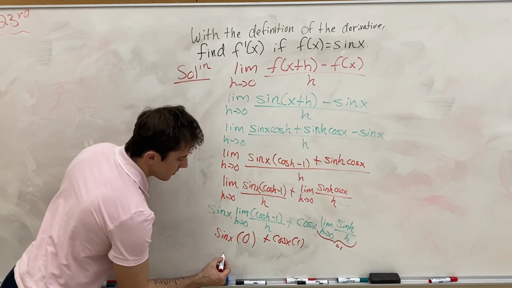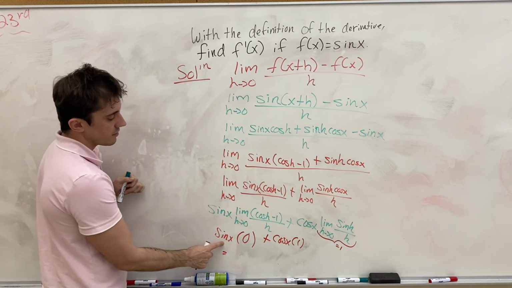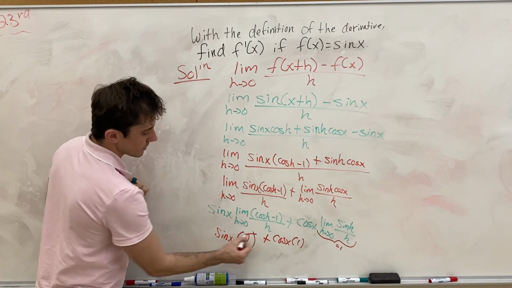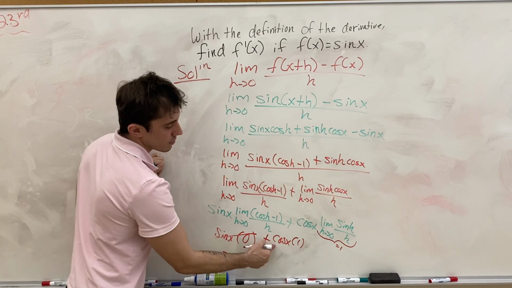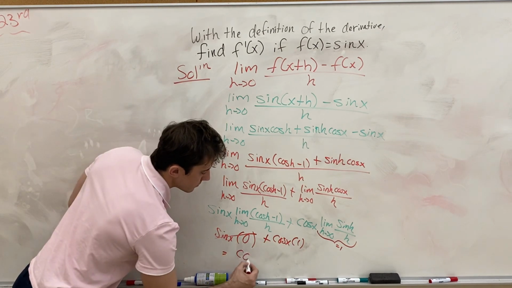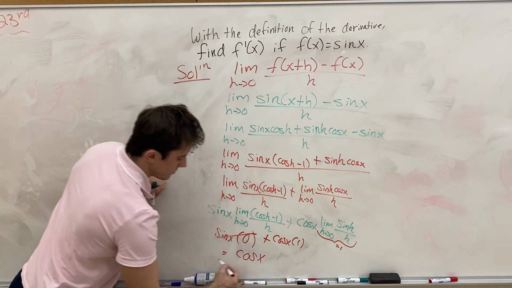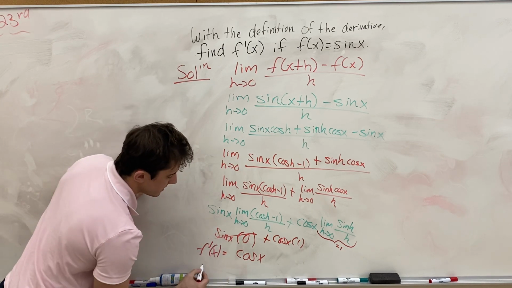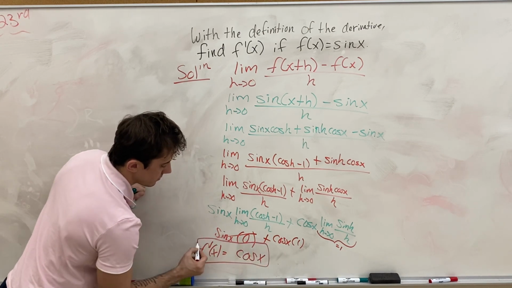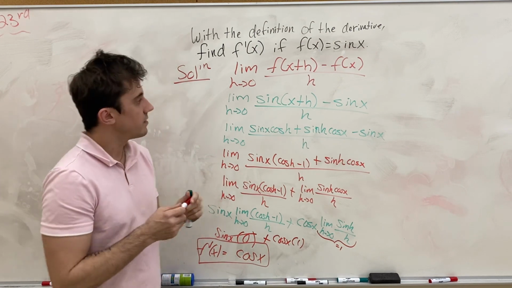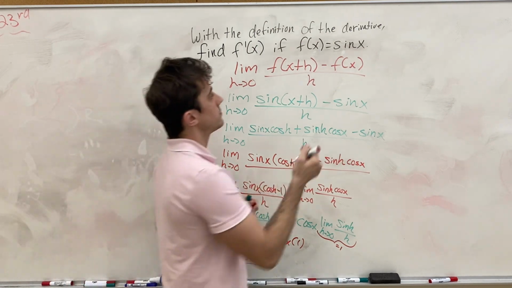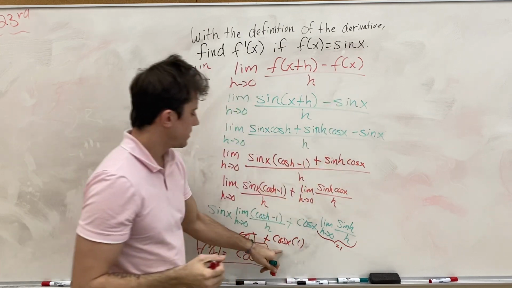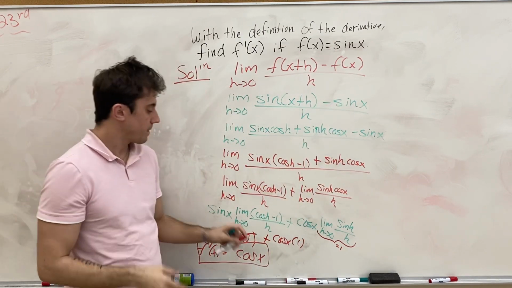And so now, our very last line, we get sine of x times 0, so that completely goes away, and all we have left is cos of x times 1, and so our derivative, f prime of x, is equal to cos of x. And for those of you that have already studied this, you know that the derivative of sine x is in fact cos x. So there we go.